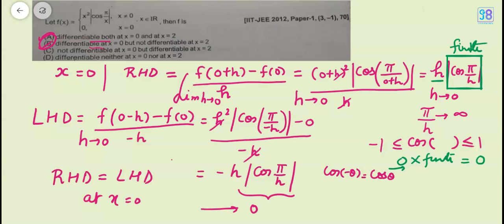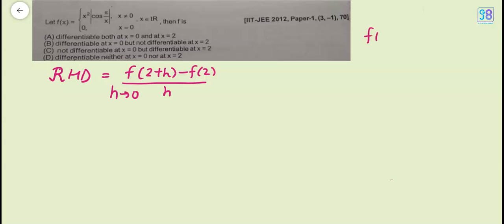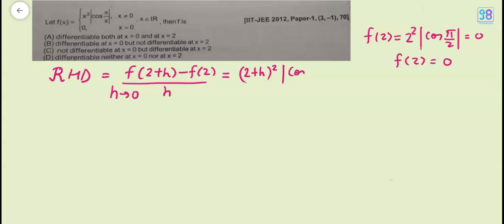Now we'll check whether the function f(x) is differentiable at x equals 2 or not. We'll write the right hand derivative expression as f of 2 plus h minus f of 2 over h, with limit h tending to 0. Now we know that f of 2 will be equal to 2 squared times mod of cos pi by 2, so that will be equal to 0. So we see that f of 2 is actually equal to 0. Now if we substitute the values, we will have 2 plus h whole squared times mod of cos pi over 2 plus h.